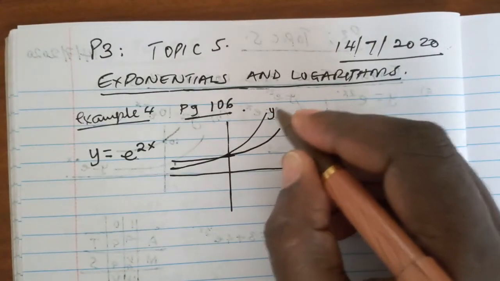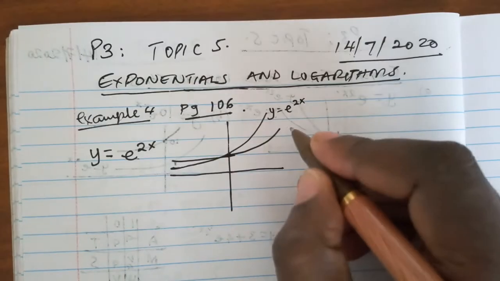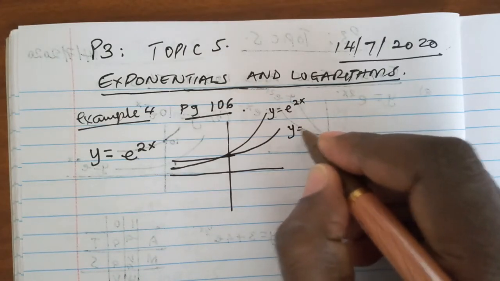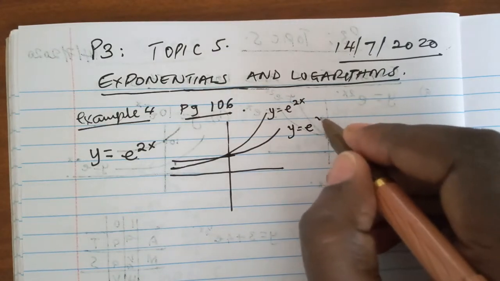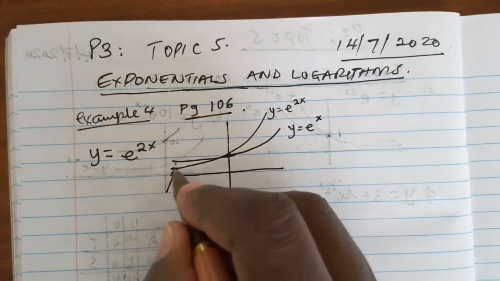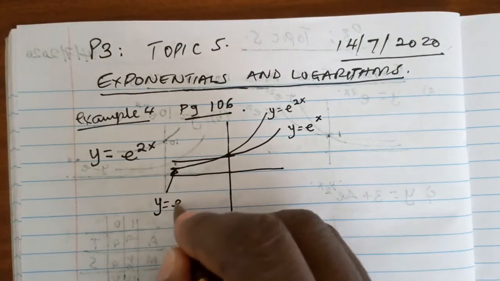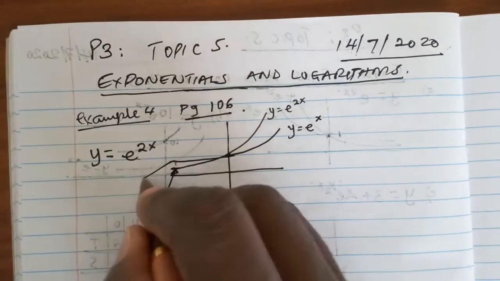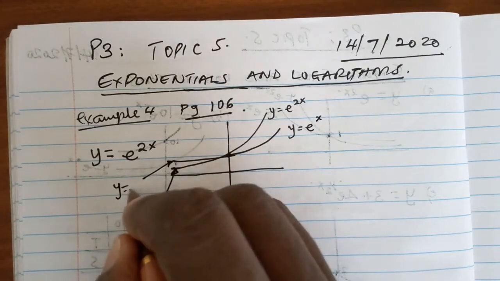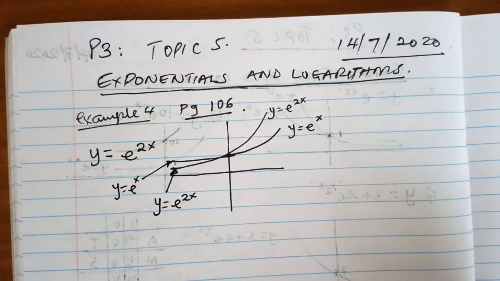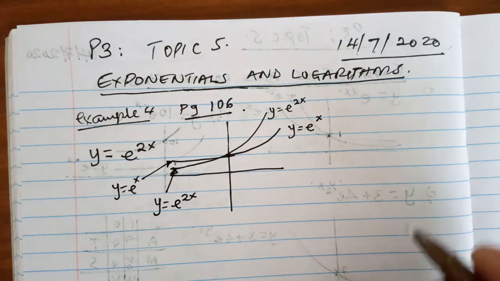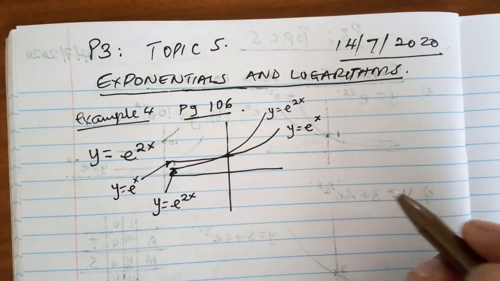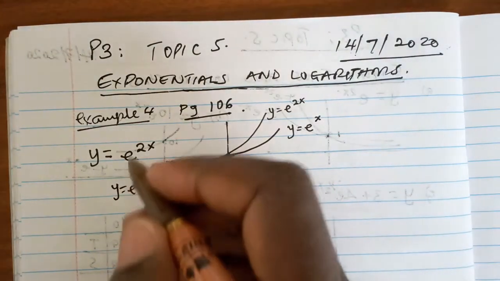So this is y is equals to e raised to power 2x, and this is y is equals to e raised to power x. On the other side, this is y is equals to e raised to power 2x, and of course this is y is equals to e^x. And that is just like how you should be able to sketch the graph of y is equals to e raised to power 2x.